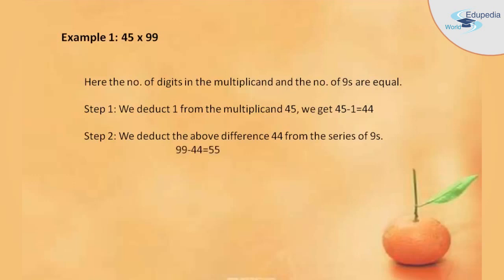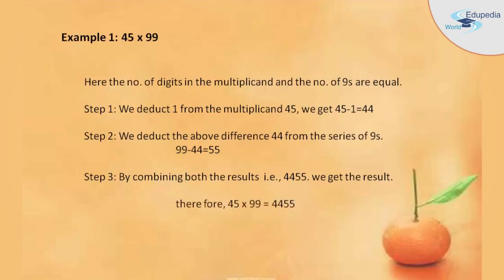Now step number three is that by clubbing both the results, that is the differences that you have got from step number one and step number two, you get the final answer, that is 4455. So therefore you can say that 45 into 99 is equal to 4455. So guys, this is the easiest shortcut that we can use in order to get the product when we are multiplying a number with series of nines.